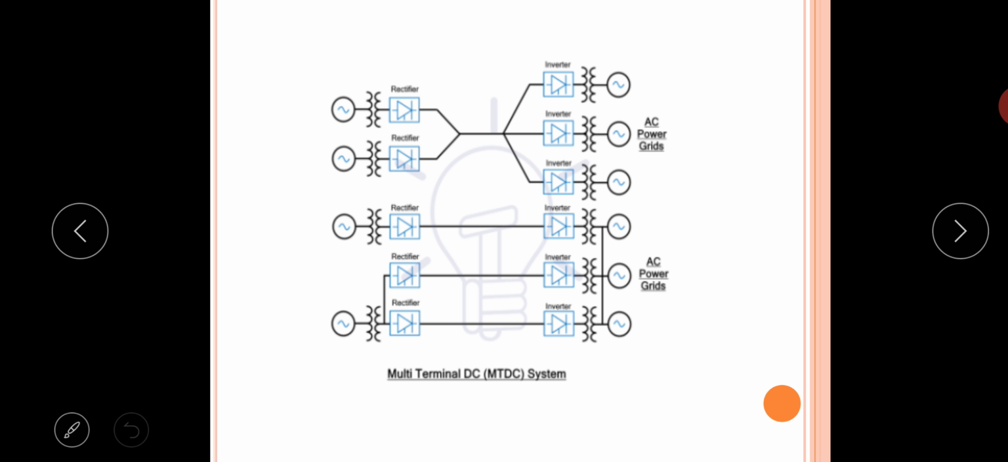An advantage of an MTDC system is that if one of the generating stations fails, the supply to the inverter is retained with the help of another station. For example, if this station fails, still the supply is retained with the help of this supply. Therefore, it is an advantage over the other systems.